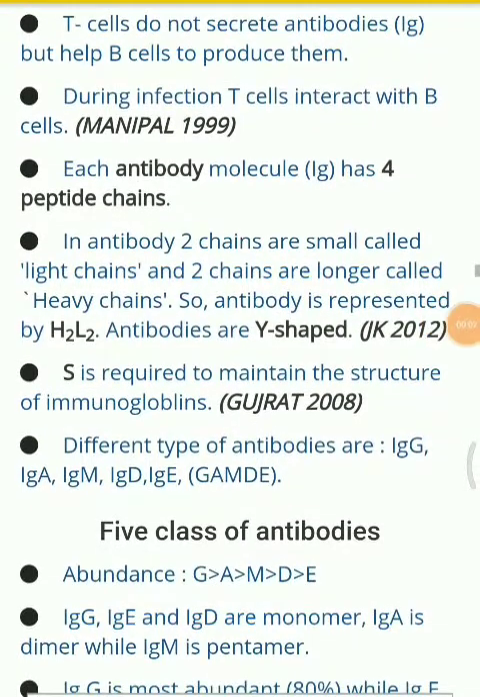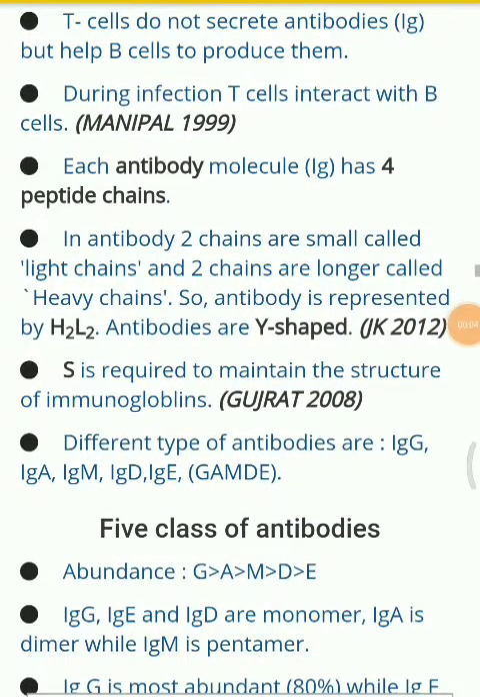T cells do not secrete antibodies but help B cells to secrete them. During infection, T cells interact with B cells. Each antibody molecule, or Ig, has 4 peptide chains. In an antibody, 2 chains are small, called light chains, and 2 chains are longer, called heavy chains. So an antibody is represented by H2L2.